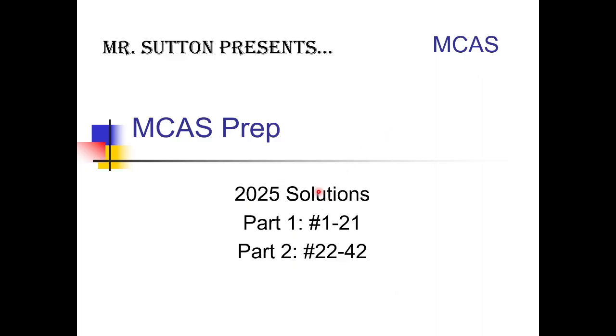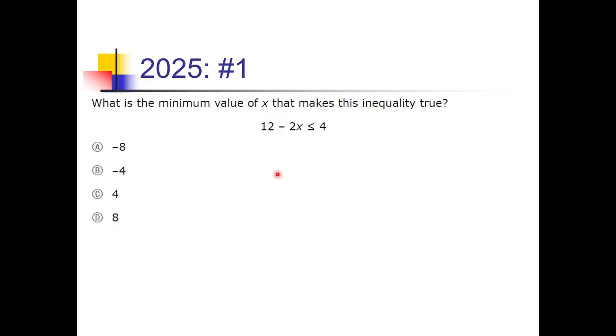This part of the video, we're going to be doing part 1, numbers 1 through 21. For this question, they're asking what the minimum value of x is that makes the following inequality true. So what we're going to do here is just solve this inequality for x following the rules of inequalities, and then we'll see what we can see in terms of minimum values.